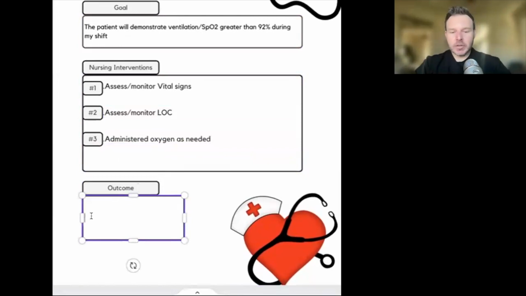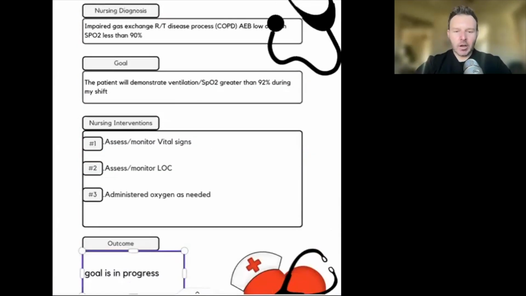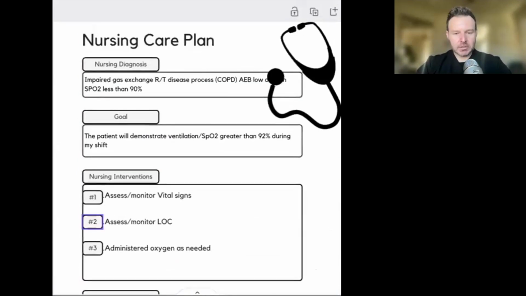Well, my shift's not over yet, and so I'm still working on this, so it's going to be in progress. So I'm just going to say goal is in progress. Okay, so that's going to be your first. That'll be our first nursing diagnosis of this care plan using NANDA. So let's go ahead and move forward and see if we can come up with another one.